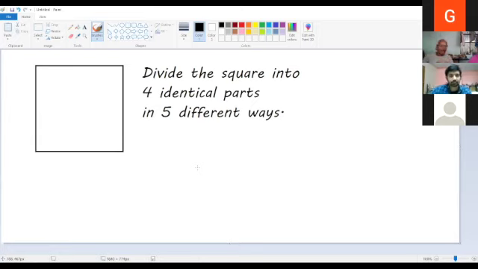When you say identical, it means same area. Yes. Or same area, same shape. Same shape. Okay. Yes, all the four pieces should be congruent. Okay.